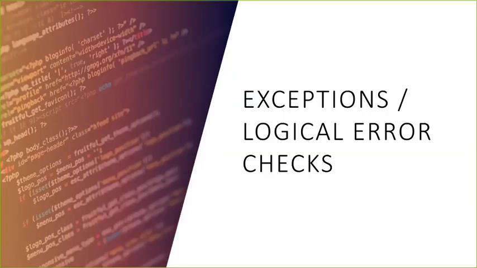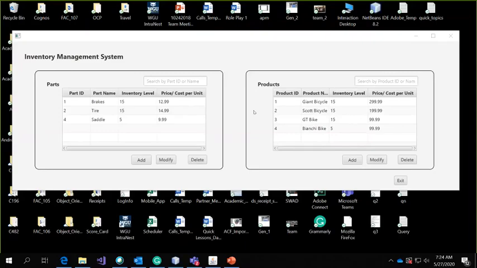So last, I will be going over the exceptions or logical error checks that must be met in your app. So the first logical error check states that non-numeric values should not be used in text boxes that expect numeric values. This error check applies to the add and modify part menus because those are the ones that will be accepting input. So let's go ahead and add a part.